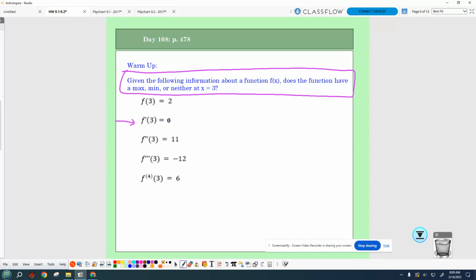If it's positive, then this says it's concave up. This says there's a horizontal tangent, so there's going to be a minimum.